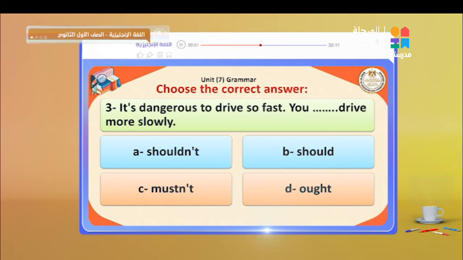Do you remember the word ought is equal to the word should, but it needs to. So if I wanted to use ought, I must say you ought to. And here we don't have to, so we can't use ought. So we are going to use should. You should drive more slowly. Okay? It's dangerous to drive fast. But what can we do? We shouldn't drive fast. We should drive slowly.